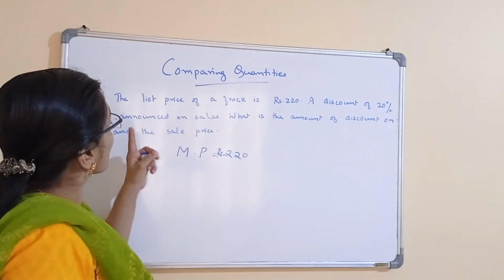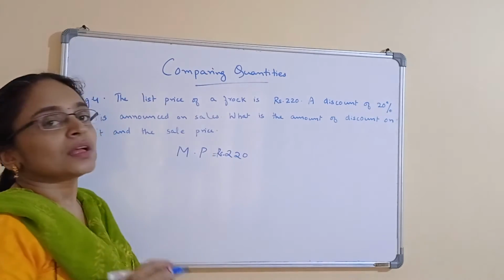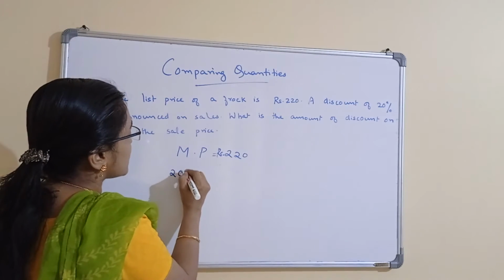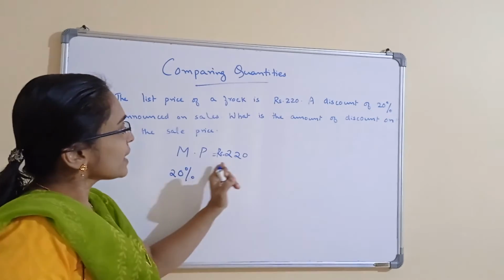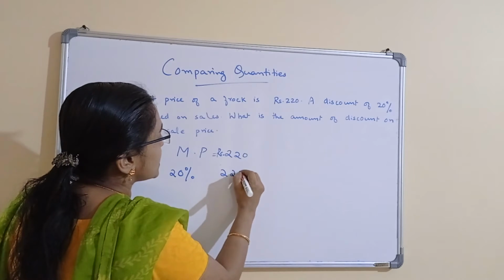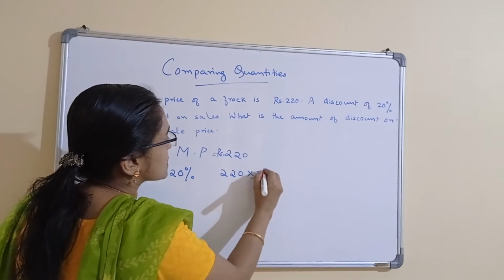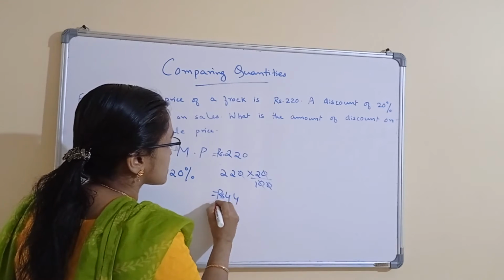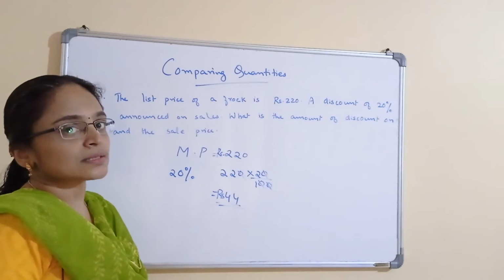And discount of 20% is announced on sales. From that we have to find the amount of discount. So here we are given the discount percent. That is 20% discount is there. So, what we can do is find 20% of this. That is 220 into 20 by 100. So, 0 0 will get cancelled and that is equal to 44 rupees. So, this is the discount.